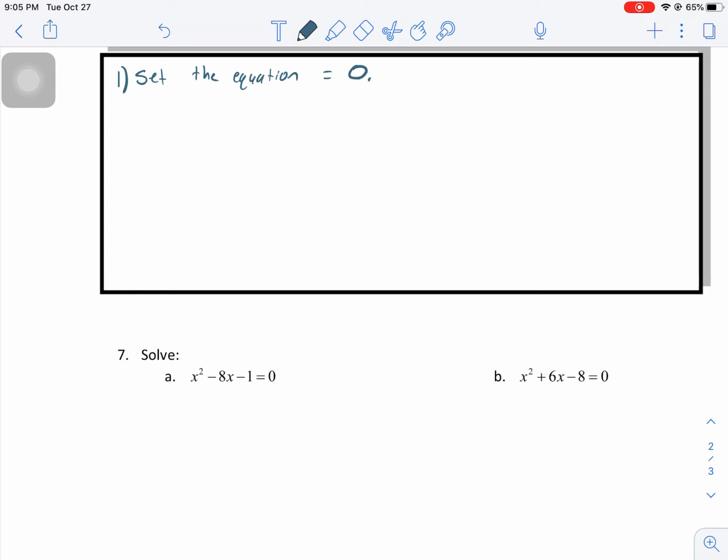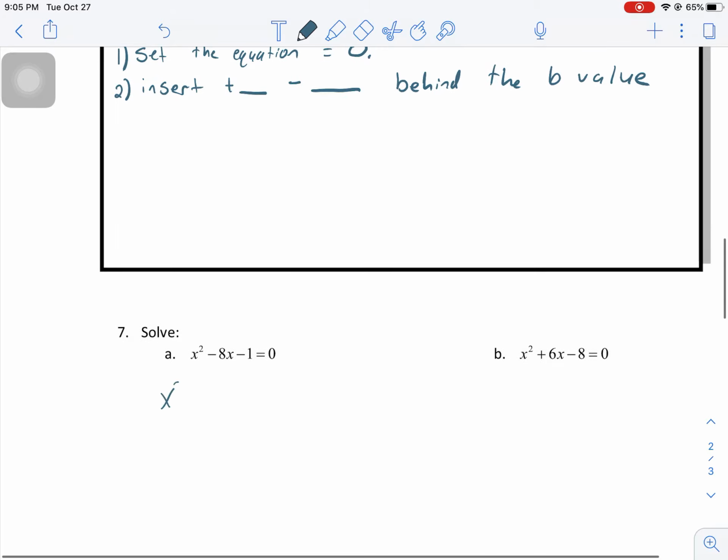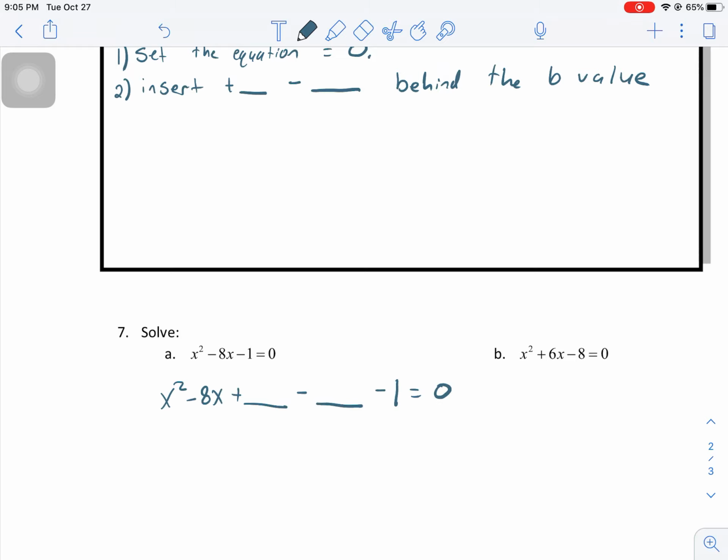The next step that I'm going to do is I'm going to insert plus, minus behind the b value. Okay, so in a, I'm going to go x squared minus 8x. Then I'm going to say plus, minus, and then minus 1 is equal to 0. So notice I push the minus 1 backwards in the equation. I insert a plus, and I insert a minus.